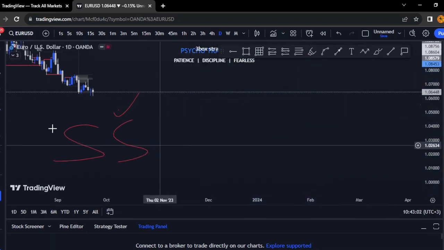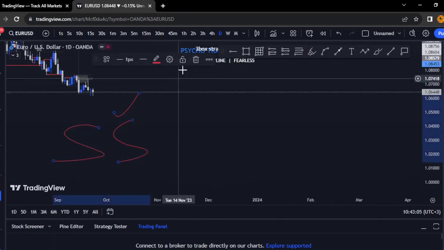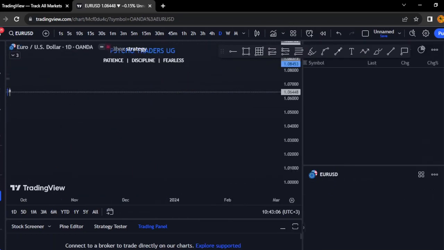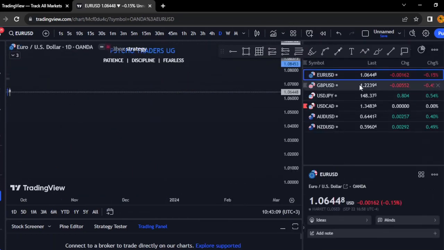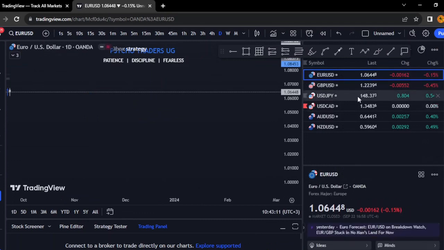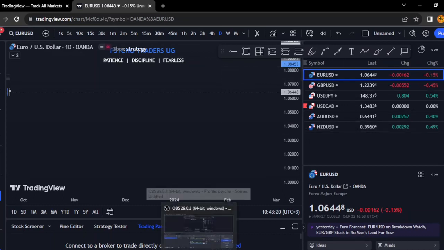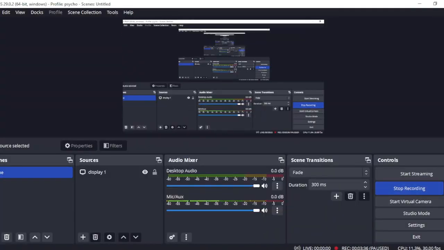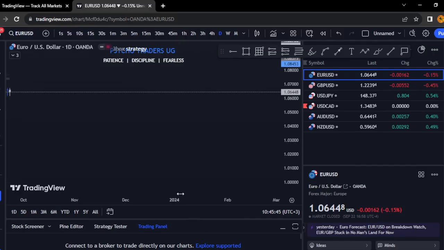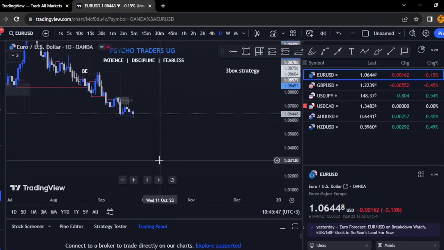The pairs that I trade are very simple. These are the pairs that I trade: Euro USD, GBP USD, UJ, USD CAD, AU, NU. Though in the future, I'll try others. Let me pause for a second. Okay, guys, let's continue. I'd gotten some simple distractions.